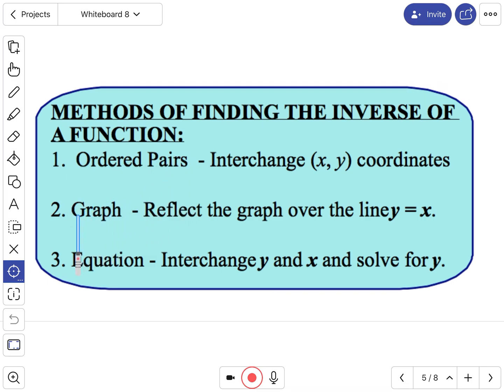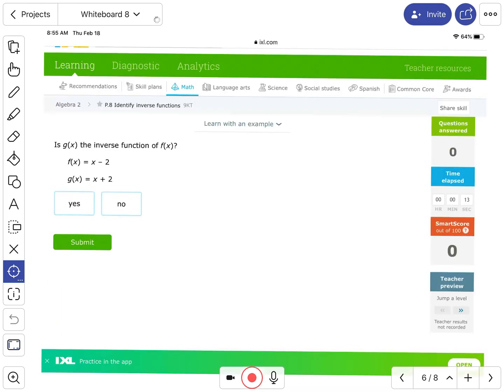ways of finding out. The other way of finding out is looking at the graph, and then it has to be a reflection over the line y equals x. And then the third way is actually changing the x and y and solving for y. So I'm gonna do these three methods for you with a couple of these, and we'll see how it goes.